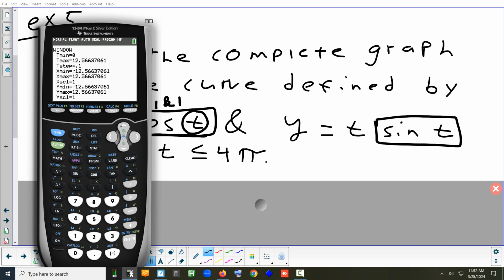Now, to get a full picture, we need to go from what to what for my parameter, because we're dealing with sine and cosine? Yep, 0 to 2 pi to have a full cycle. And I would go by 0.1s. That's going to draw about 62 or 63 points. Okay, let's type it in.